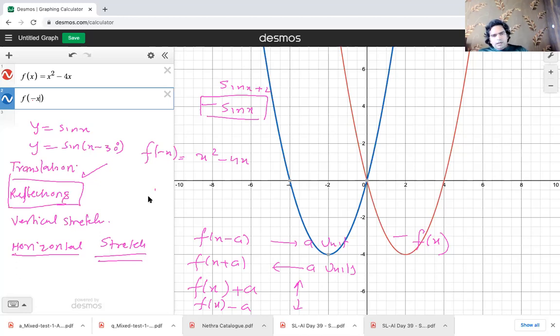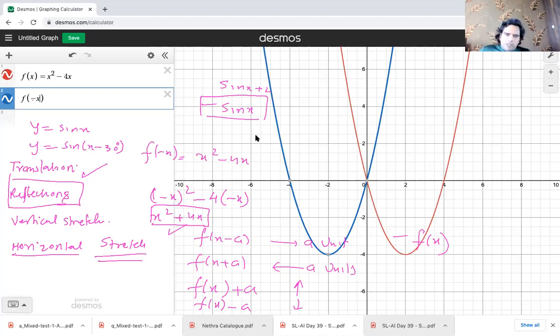It will be minus x squared minus 4 times minus x. It will become x squared plus 4x. So this graph is the x squared plus 4x graph that you got. This is nothing but the reflection in the y-axis.